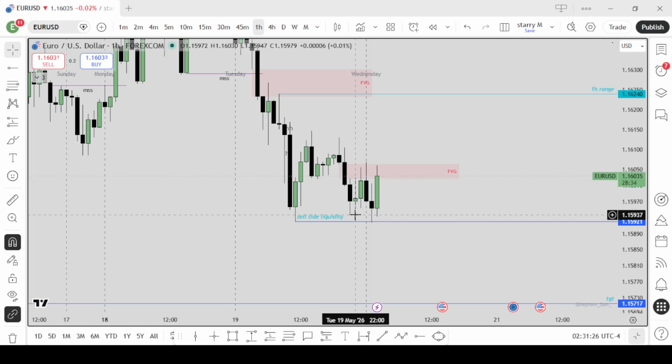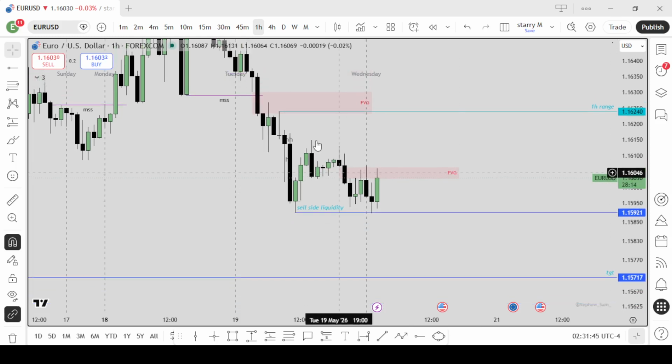but you have to look at both sides of the coin. We don't have to stick to one bias, because you see, this is a liquidity that has been taken. If this one creates a fair value gap upwards, it means we'll start buying. So you have to be very, very keen on what you are following. So this one, for now, we are bearish.